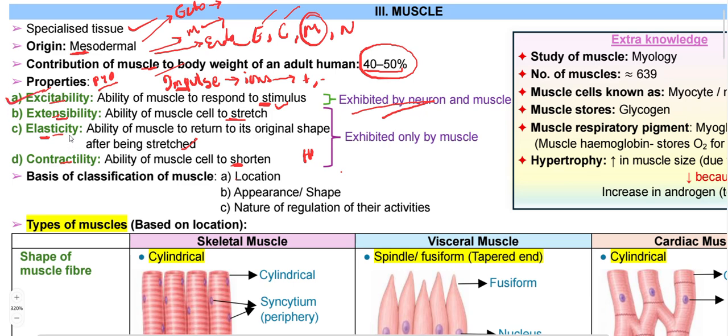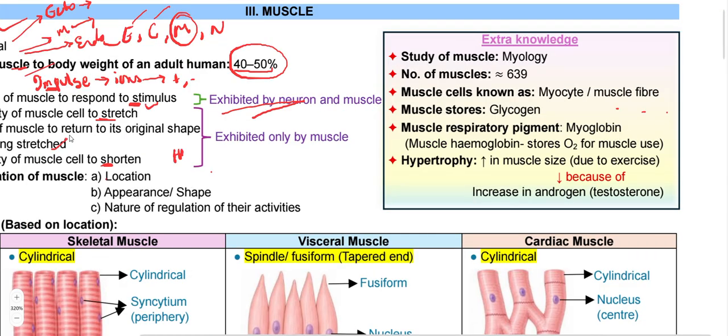Now, there are some other things which you can study, that's extra knowledge for you. The study of muscle we call myology. And how many muscles are present in your body? Approximately 639, which gives 40 to 50% of your body weight. Muscle cells we call myocytes. Myo means muscle, cyte means cells. But in this whole chapter, instead of myocyte, we are going to use the term muscle fiber.